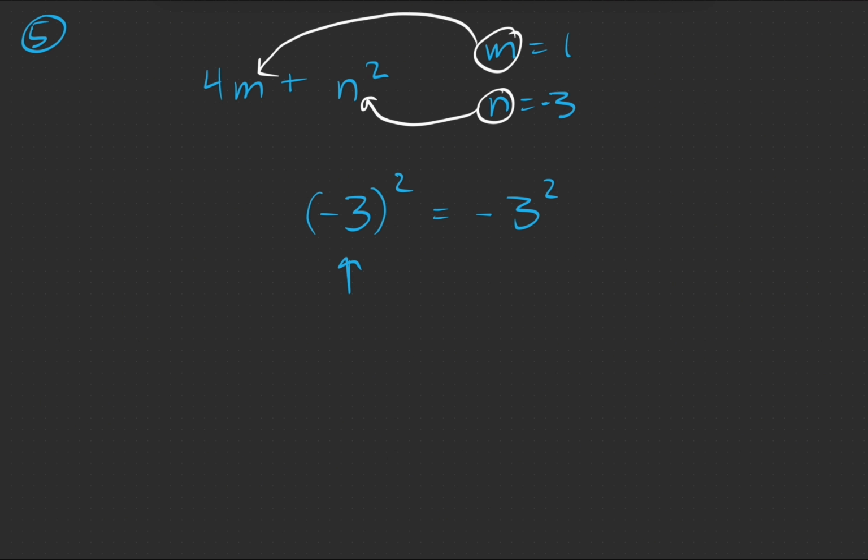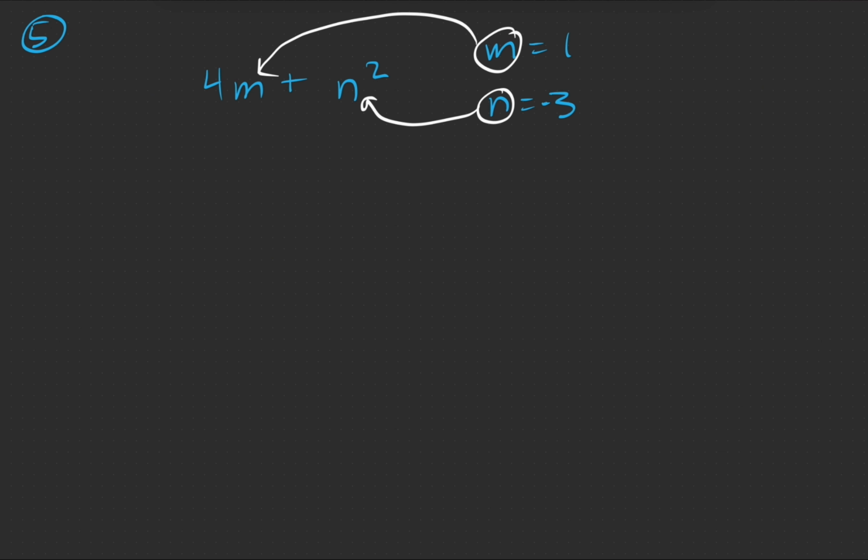This part, when evaluated, gives us 9. This part, when evaluated, gives us negative 9. And these two are not equal. So when you're evaluating expressions, you have to make sure that when you have squares, cubes, quartics, that's degree 4, whatever function it may be, you're taking the entire value of that variable and doing the function to it.